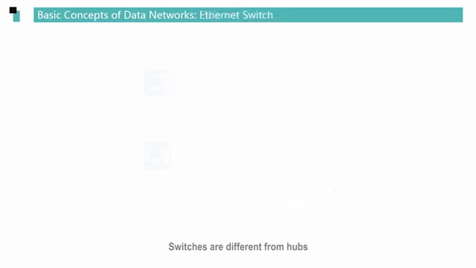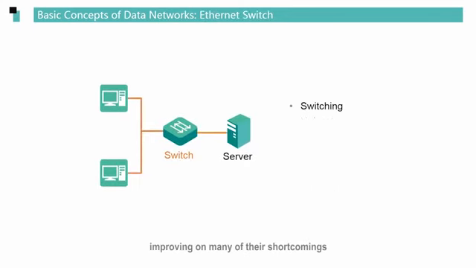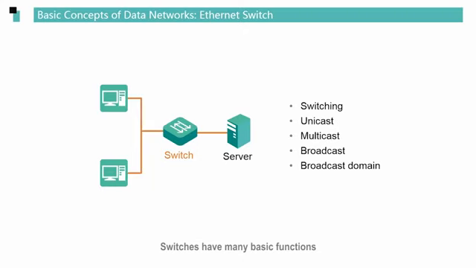Switches are different from hubs, improving on many of their shortcomings. Switches have many basic functions. As an access layer device, they are used to connect bottom-level network elements, such as terminals and PCs. They carry out data switching, including addressing for data frames. Each interface of a switch is a collision domain.